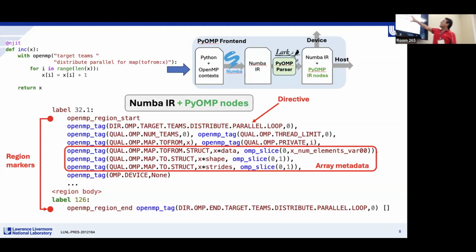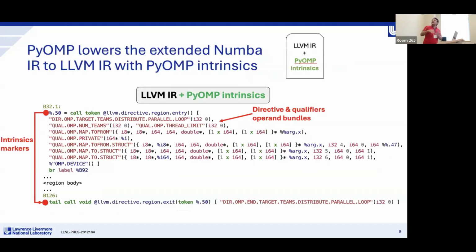So at that point, this is what exists here, the Numba IR plus PyOMP IR nodes, and then this lowers almost one-to-one to LLVM IR plus PyOMP intrinsics. And it's exactly the same code representation, a little bit lower. So it still has the region entry and region exit markers, but this time those are LLVM intrinsics. And again, the directive and the clauses are represented as directive and qualifier operand bundles. So it's a similar representation, at a lower level.